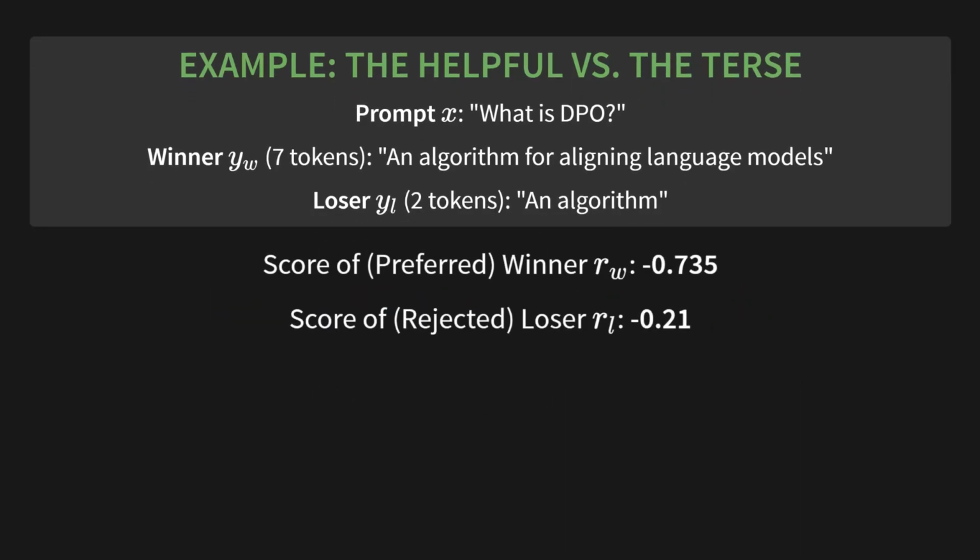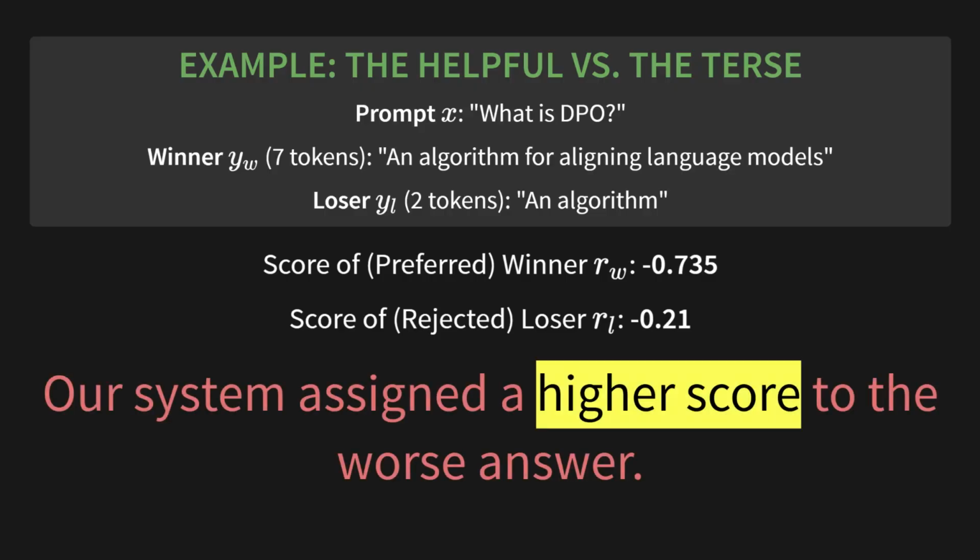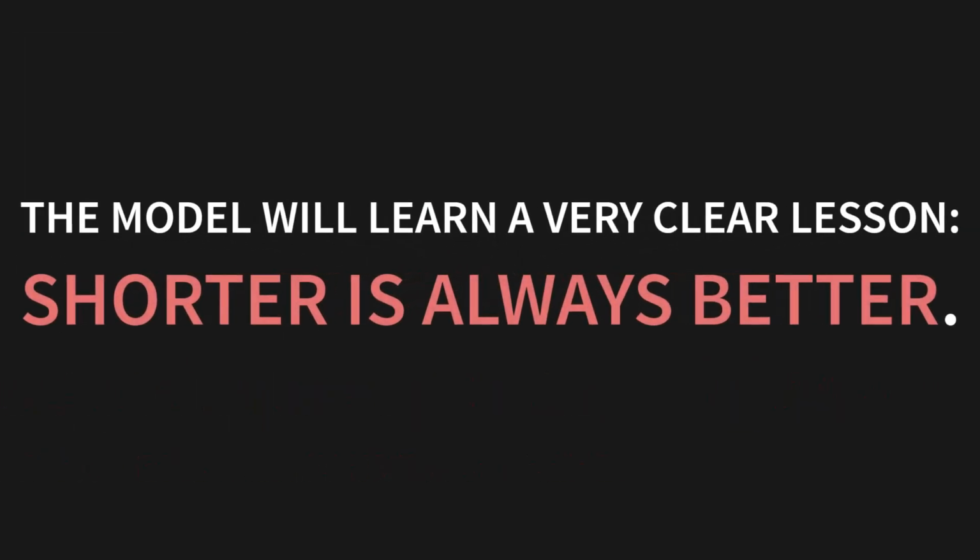Okay, let's put those side by side. The score of our relationship winner, R sub W, is negative 0.735. The score of the rejected loser, R sub L, is negative 0.21. Do you see the problem? Our system assigned a higher score to the worse answer. It's a disaster. The model will learn a very clear lesson from this: shorter is always better. It will become terse and unhelpful, directly fighting the human feedback we're trying to give it.